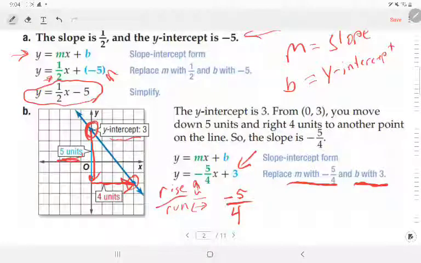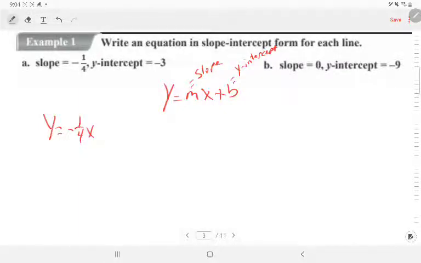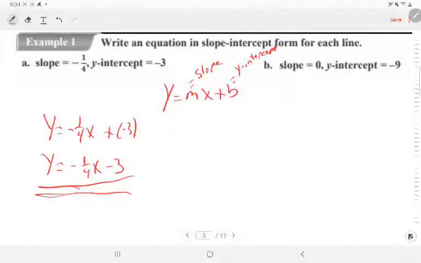Okay? All right. So here we have a couple of problems. We have write an equation in slope-intercept form for each line. Well, remember, we're doing y equals mx plus b. That equals my slope. That equals my y-intercept. So I plug in what I know. Y equals -1/4 x plus -3, or simply just y equals -1/4 x minus 3. And that's my answer. Okay?